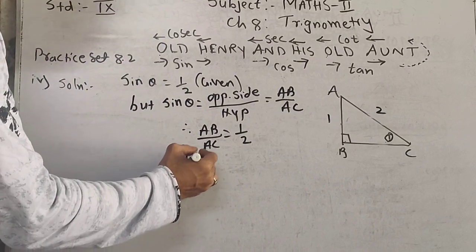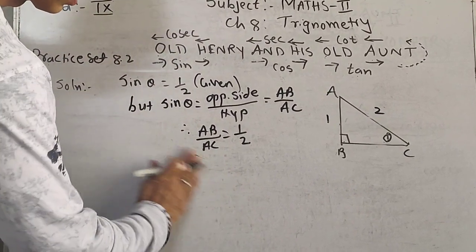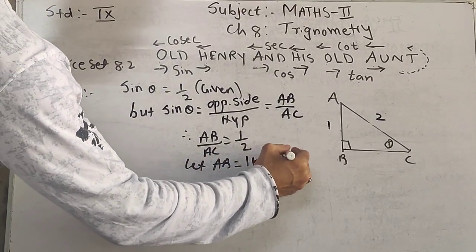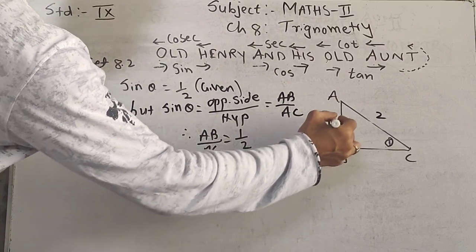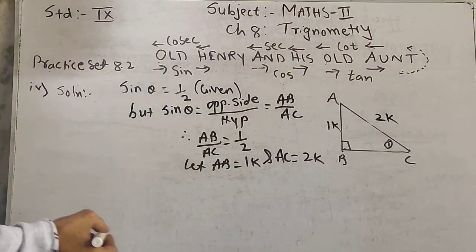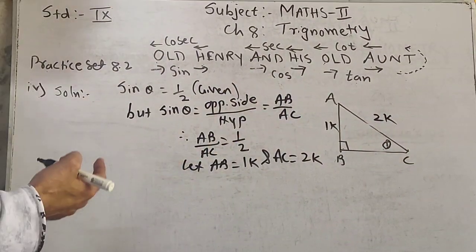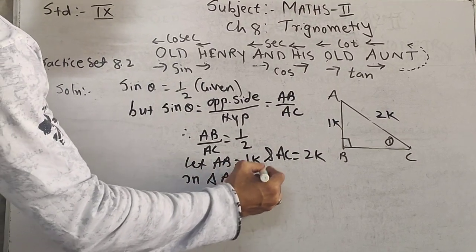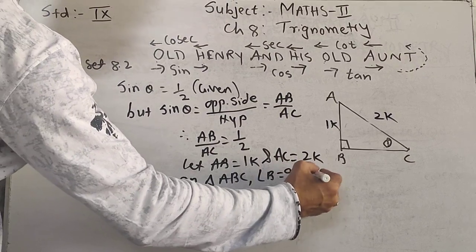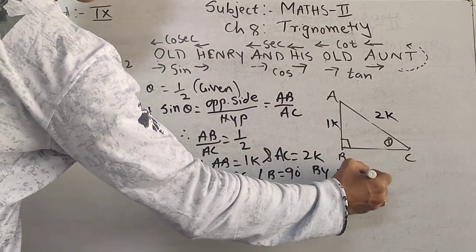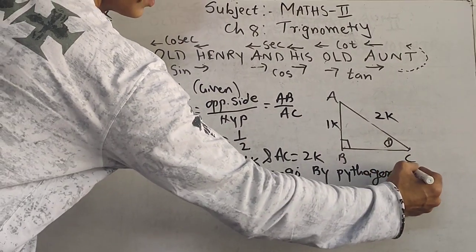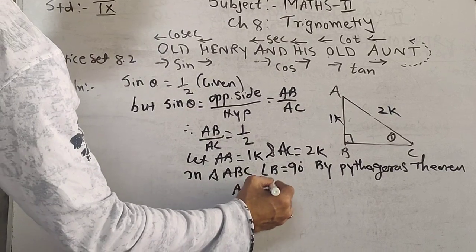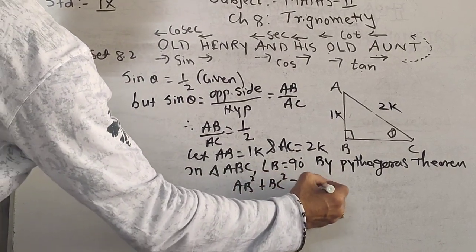AB is 1 and this is 2. But we have to assume in K. Let AB is equal to 1K and AC is equal to 2K. So we have to assume in K. Now we have to find out the value of BC, as you know, with the help of Pythagoras theorem. In triangle ABC, angle B is 90 degree, by Pythagoras theorem.